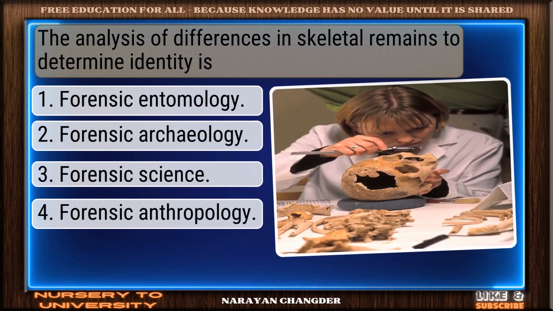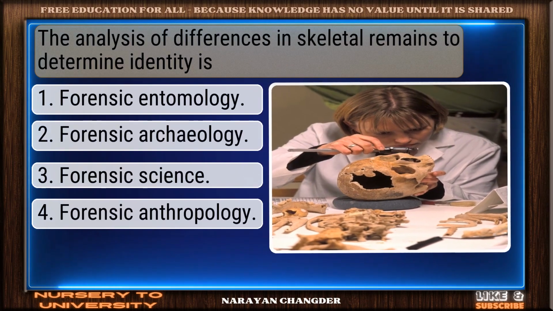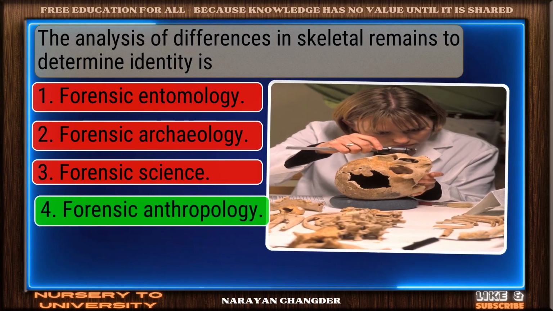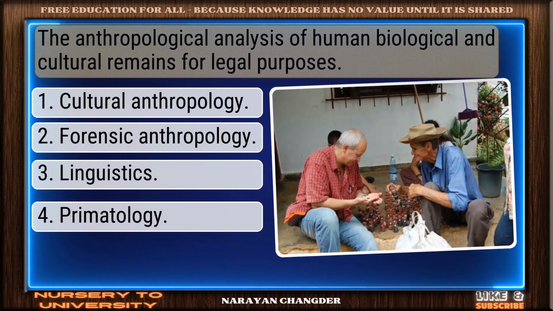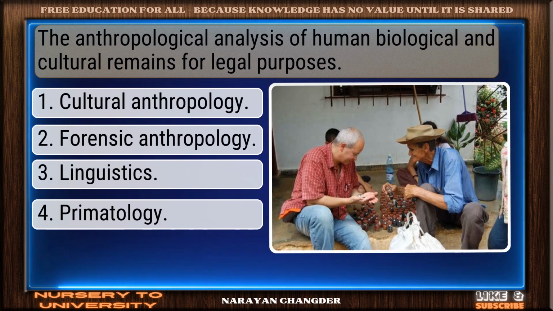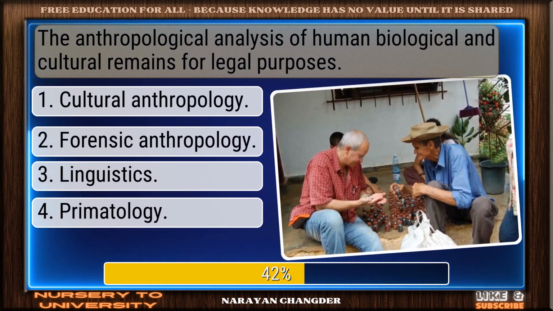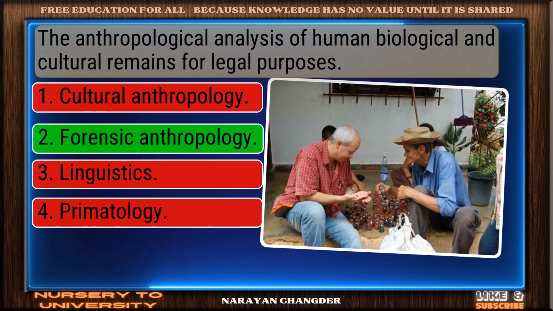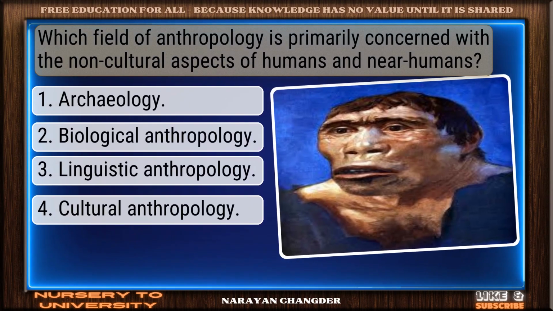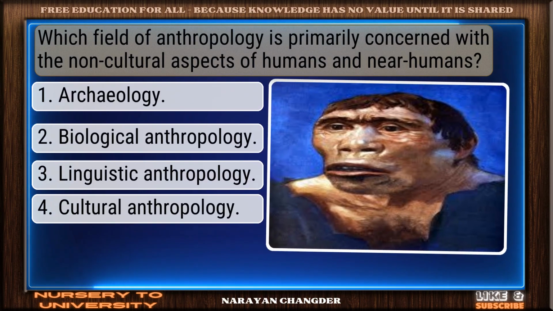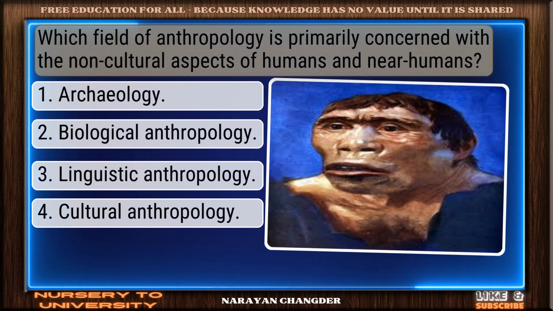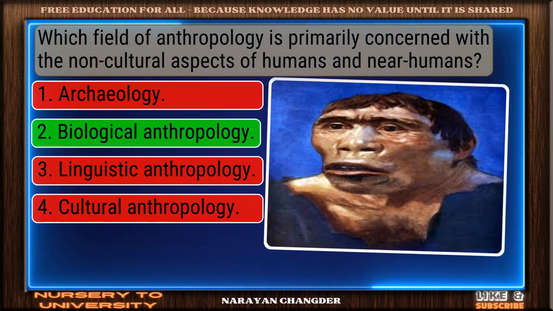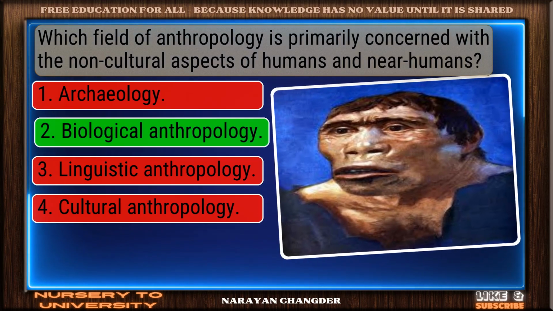The analysis of differences in skeletal remains to determine identity is valid. Forensic anthropology is true. The anthropological analysis of human biological and cultural remains for legal purposes. Good thinking. Forensic anthropology is the right answer. Which field of anthropology is primarily concerned with the non-cultural aspects of humans and near humans? Nice selection. Biological anthropology is the correct and valid answer.